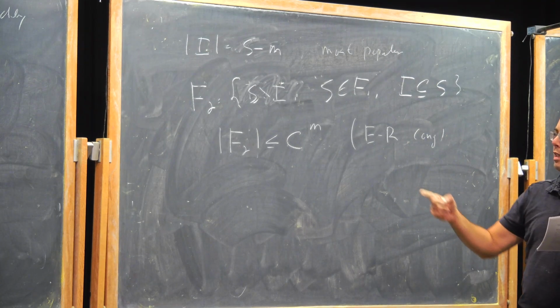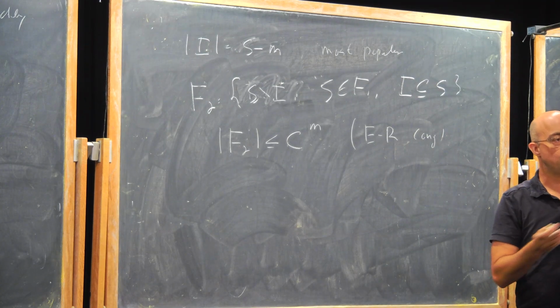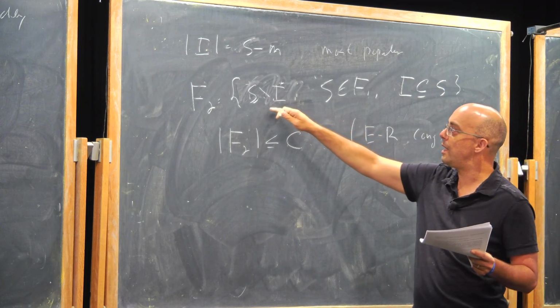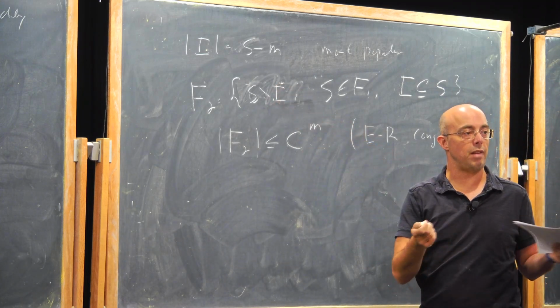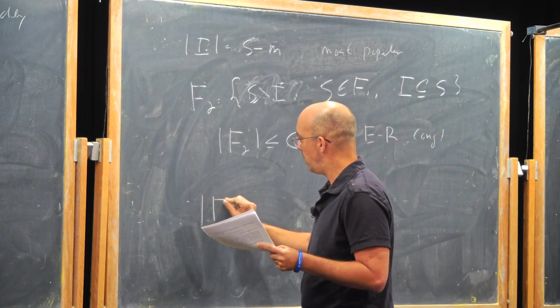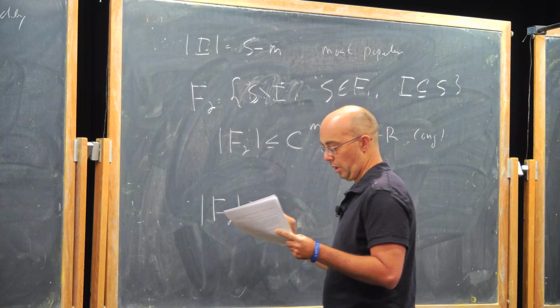And now I want to relate the size of F2 to the size of F1. So we're just going to use averaging. So we say, well, how large can F2 be? It's going to be at least the average size of it if I choose I randomly, right? So we can say the size of F2 is going to be what?